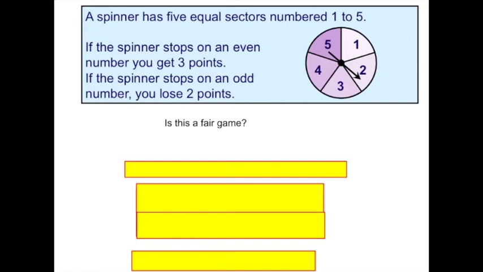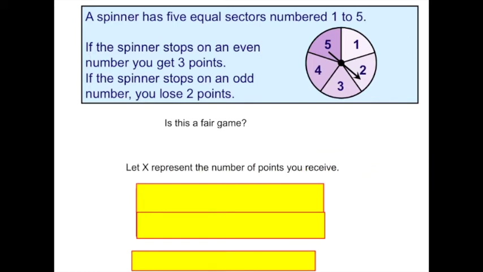So what I'm talking about with a fair game is a game where if I was to play this game numerous times, let's say 1,000 times, then I would expect the number of points that I've gained to be the same as the number of points that I've lost, so that it would balance out at being 0. So how could we show that mathematically?